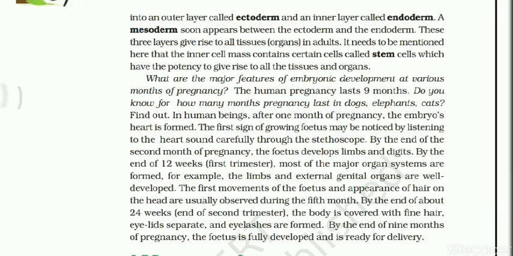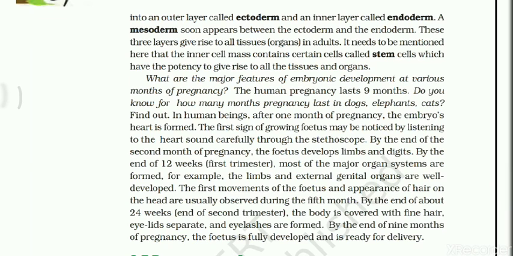So what are the major features of embryonic development at various months of pregnancy? This is the crucial fact, how development takes place in succeeding months. The human pregnancy lasts 9 months. Do you know for how many months pregnancy lasts in dogs, elephants and cats? This is homework for you. That means, what are the gestation periods of dogs, elephants and cats? So find out these three gestation periods and send me.